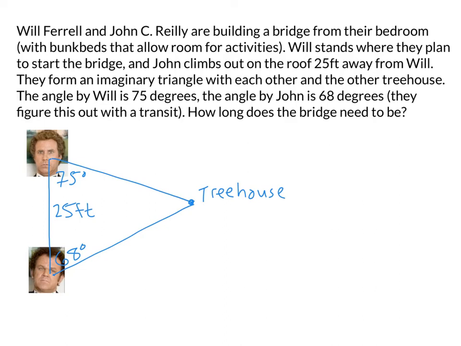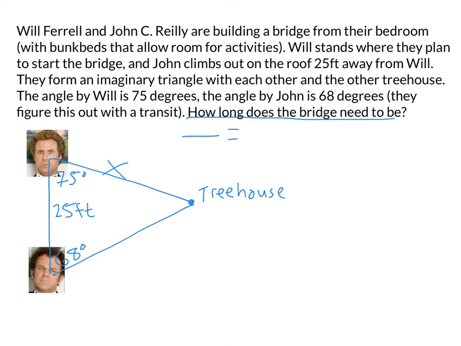But let's look at the question here. It says, how long does the bridge need to be? Well, the bridge is going from Will, he stands where they plan to start the bridge, to that treehouse. So this is what I'm looking for. That's my x value that I want to solve for, right? That's the missing side of my triangle. I could figure out the other side as well, but do I need it? I'm not asked for it, so I'm not going to worry about it. Okay, so this is what I've got so far. Cool. Well, how do I figure this out? It's not a right triangle. Maybe I will use my fancy law of sines once again.